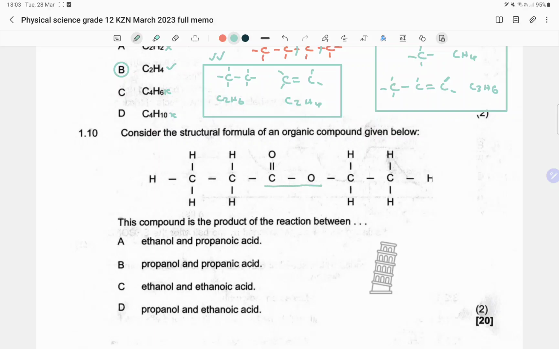Now, you already know that once you see this, guys, you're looking at an ester.